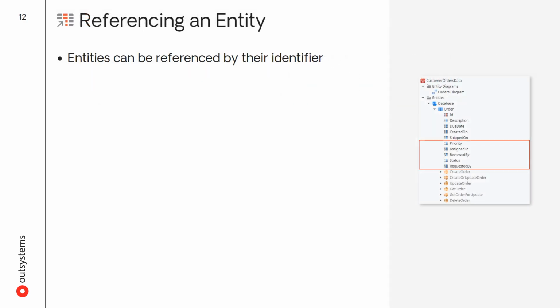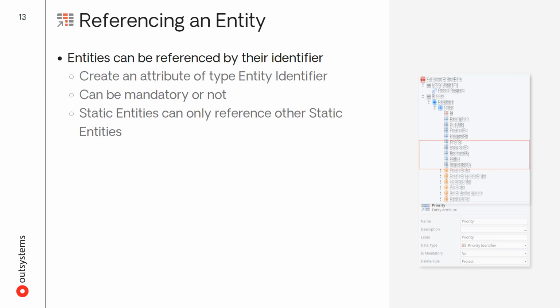Entities can then be referenced by their identifier. To reference an entity, we need to create an attribute of type entity identifier, with the entity here being the one we want to reference. In this particular example, an order will have a priority, which is also an entity of our data model. So the order entity has an attribute called priority of data type priority identifier. These attributes can be mandatory or not, and static entities can only reference other static entities.